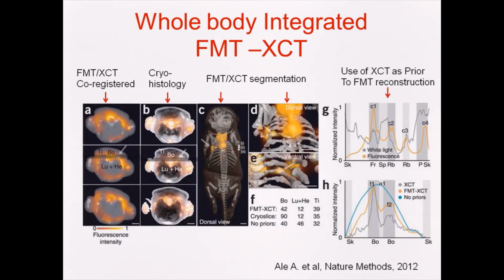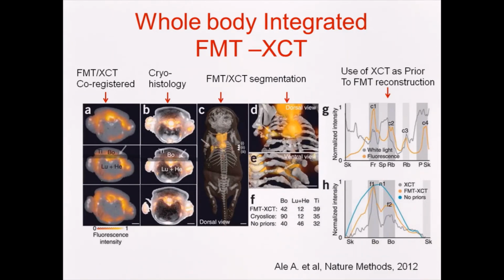This is one of the most recent examples of FMT, and in this case it's been completely integrated with whole body X-ray CT. The imaging for the FMT is somewhat similar in that the source comes from one side and you image on the other side with a camera. But now the source and detector are spun an entire 360-degree revolution around the mouse, so you have a really nice data set to work with.